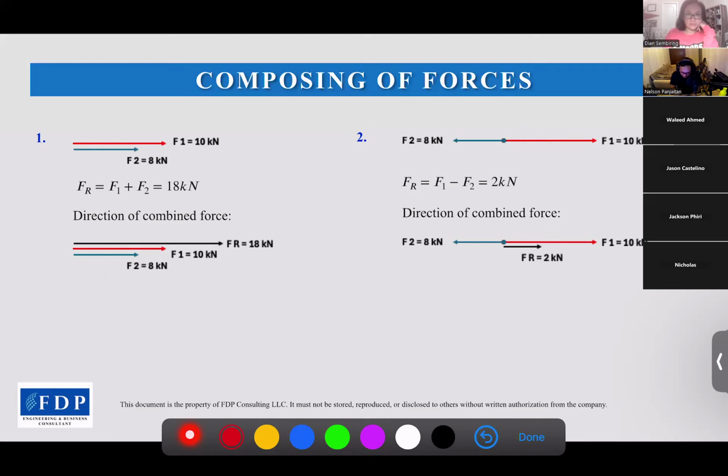The second example is F1 is 10 kilonewton, F2 is 8 kilonewton, but they have different directions. F1 is in the X positive, but F2 is in the X negative. So we can get the resultant: F resultant equals F1 minus F2 equals 2 kilonewton, and the direction will be toward F1 because it's bigger than F2.